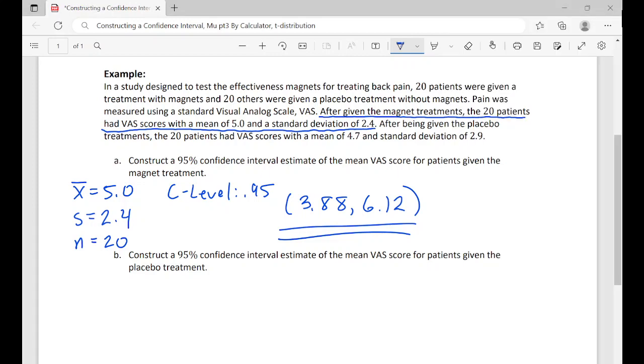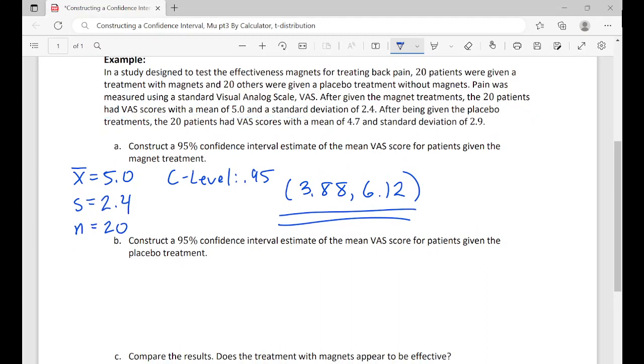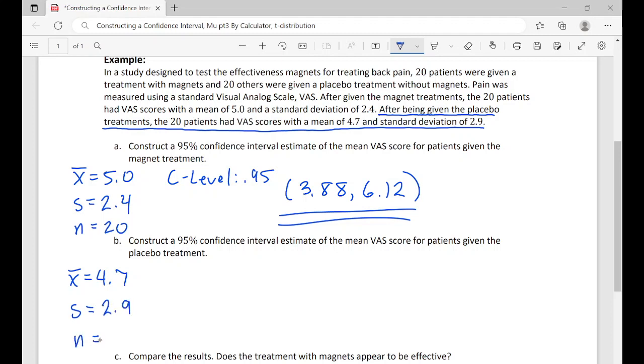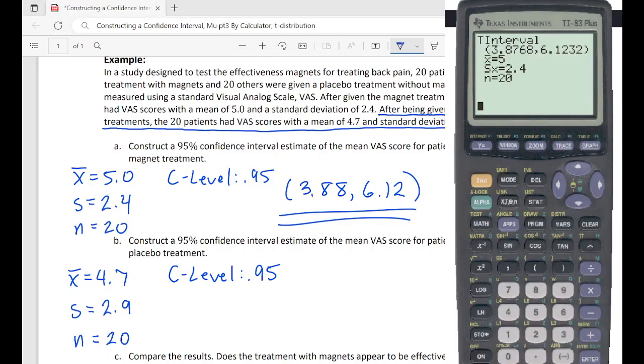Let's go on and do one for the placebo treatment. So again, we need to know the exact same values. We need to know our x bar, and that's going to be here on this sentence giving us our information. We have an x bar, a mean of 4.7. We have a sample standard deviation S of 2.9, an N value of 20 again. And how confident are we? Our confidence level is again 0.95. So now that we have everything here, we're going to bring up our calculator again and plug in our information and get a confidence interval for this group of patients.